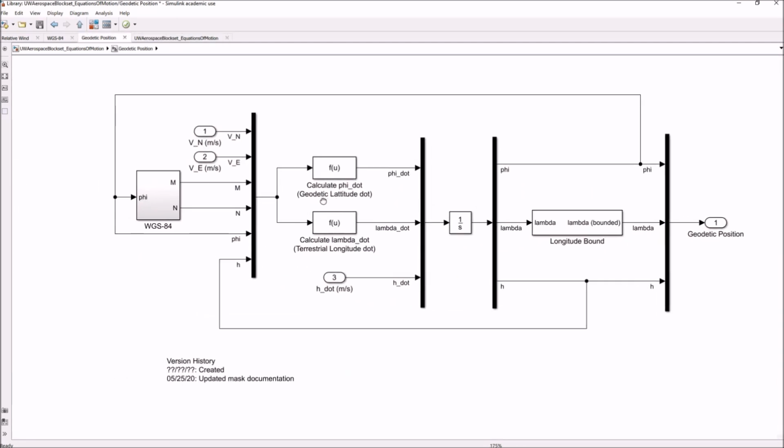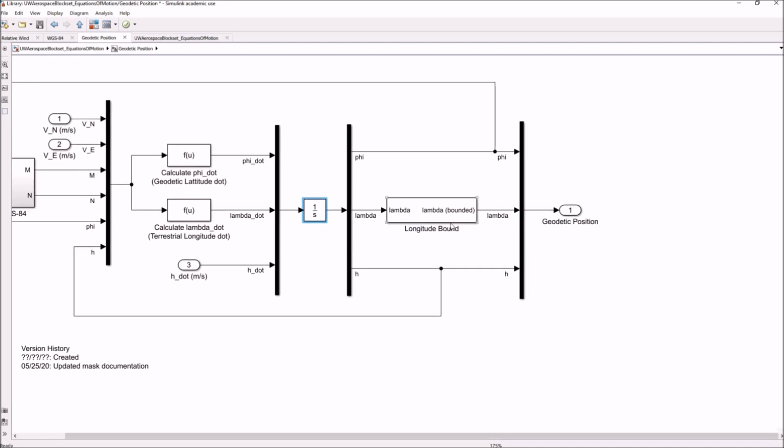So again, this is nothing fancy. All I'm doing is leveraging the WGS84 block like we talked about. You feed it phi and it will give you those two radii of curvature. And then I'm using that same trick that we saw earlier of using a function block to calculate the geodetic latitude and the terrestrial longitude. And then I just go ahead and integrate them together. And that's pretty much it.